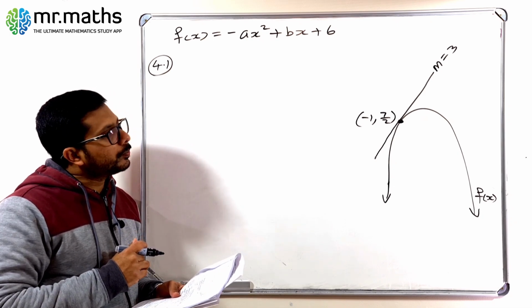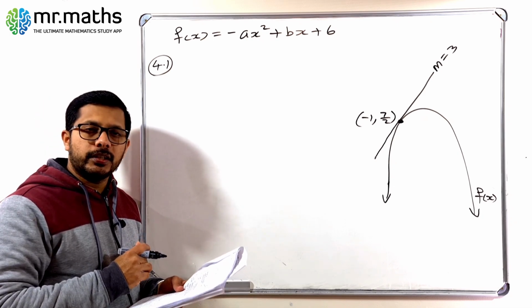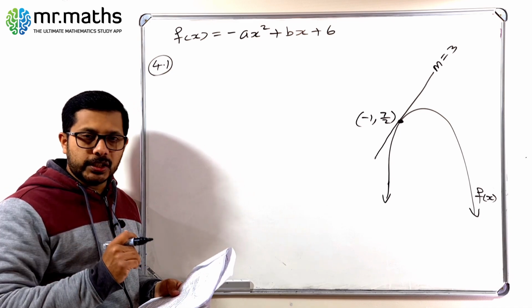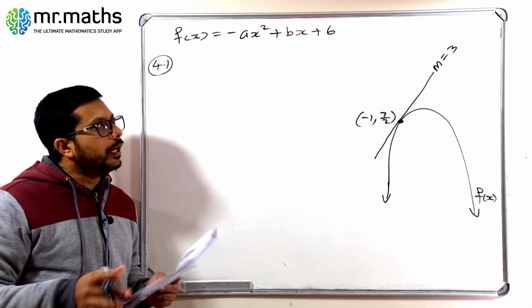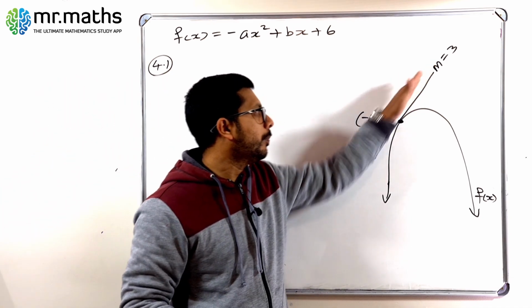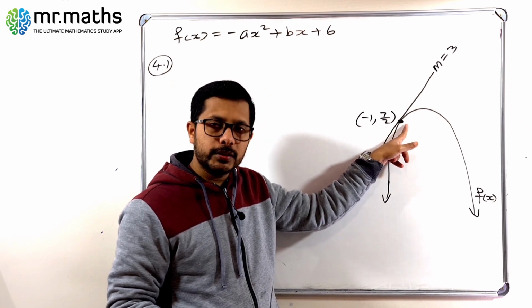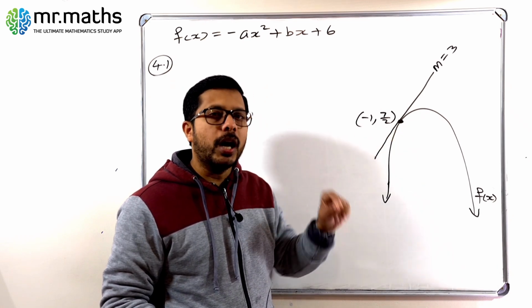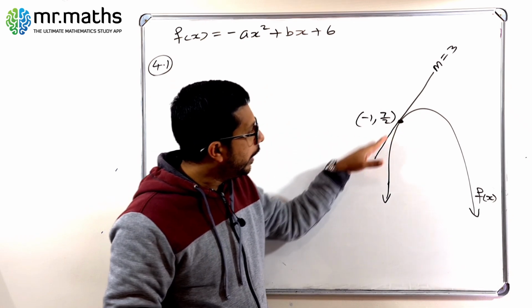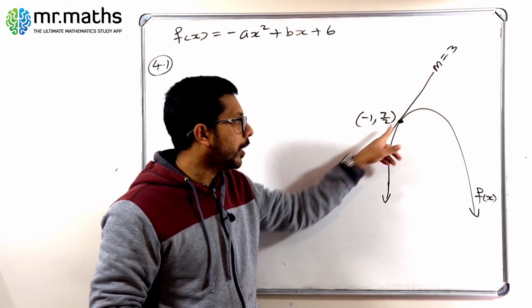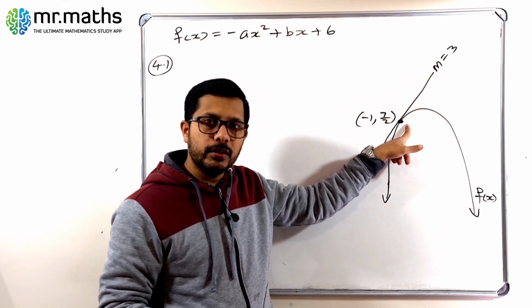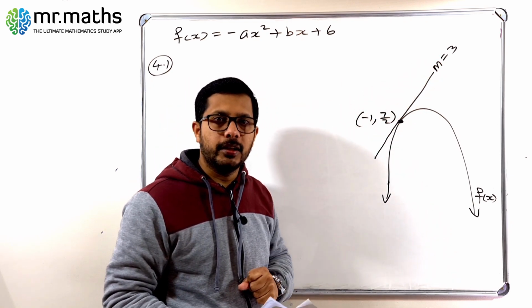Okay, now let's go to the probability section. How can you find the gradient of a tangent passing through a given point? Listen once more. How can you find the gradient of the tangent passing through a given point? What you studied in calculus?